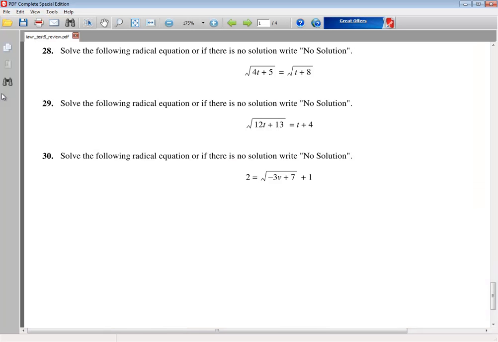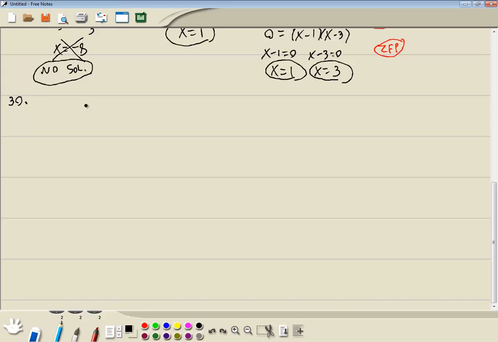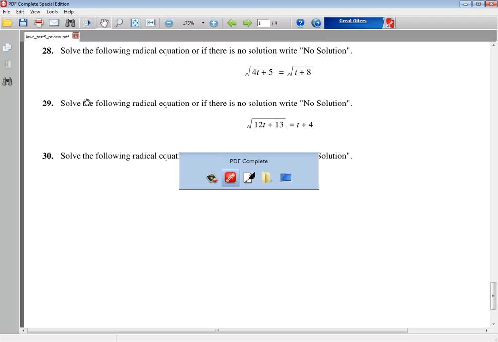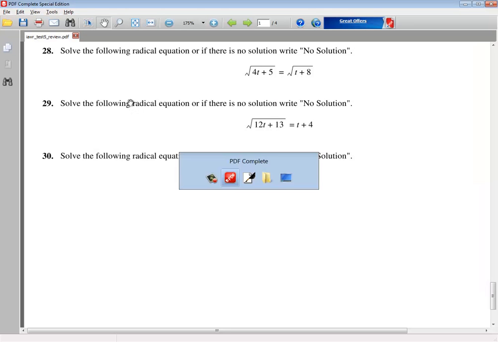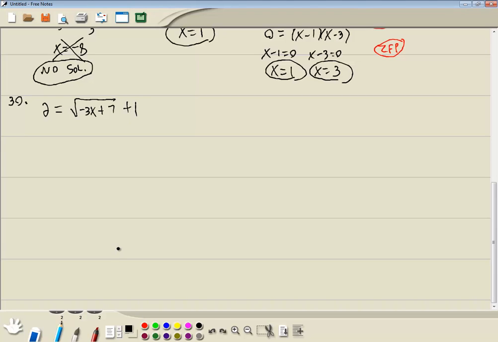Okay, number 30. We got 2 equals square root of negative 3x plus 7, I'll continue using x's, plus 1. Okay, step 1 is to get a radical by itself. Well, this radical isn't by itself. We have to take that 1 and move it over. Again, you take anything across or equals, your sign changes. So it becomes 2 minus 1 is equal to square root of negative 3x plus 7. 2 minus 1 is 1 equals square root of negative 3x plus 7.